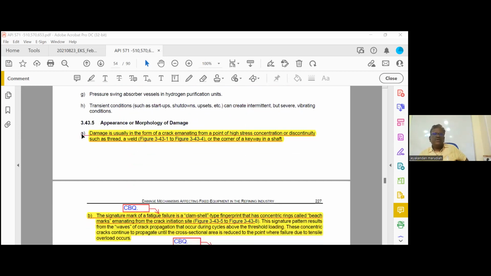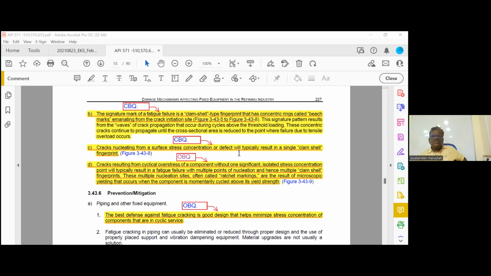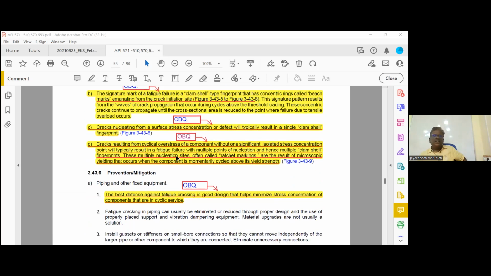Then highlight the 3.4.3.5A. Damage is usually in the form of cracks emanating from a point of high stress concentration or other corner of a keyed shaft. Then these three are very important. The signature mark of fatigue failure is a clamshell type fingerprint that has concentric rings called beach marks emanating from the crack initiation site. That is important. Closed book question. A crack nucleating from a surface stress concentration or defect will typically result in a single clamshell. Only one defect, single clamshell. And C, cracks resulting from overstress of a component without one significant isolated stress concentration will typically show fatigue failure from multiple points. These multiple sites are often called ratchet markings.